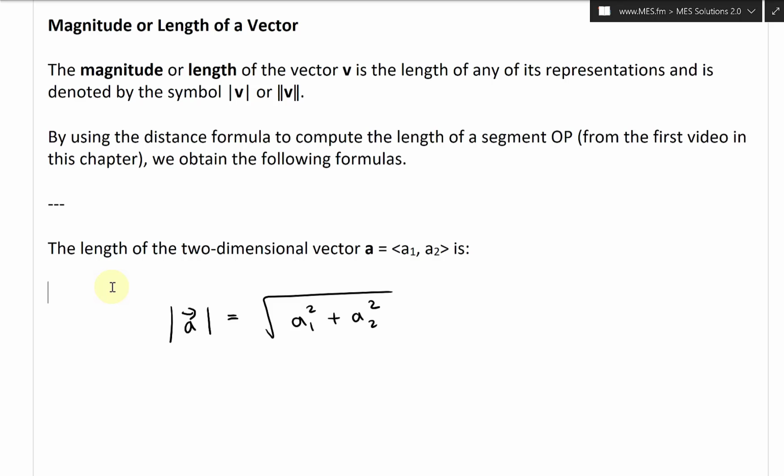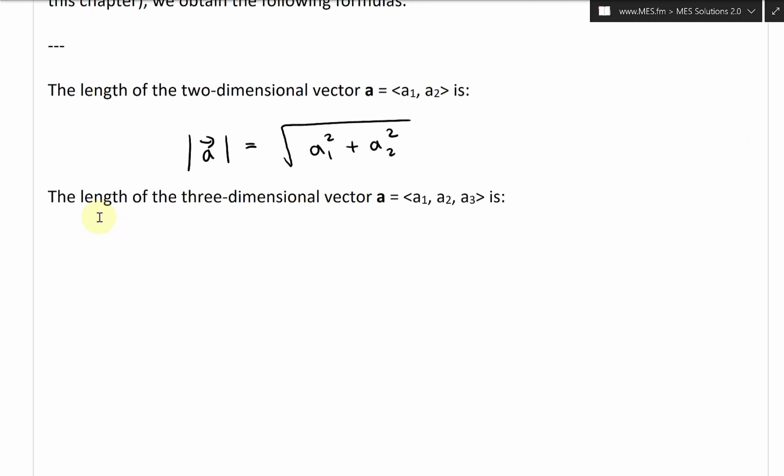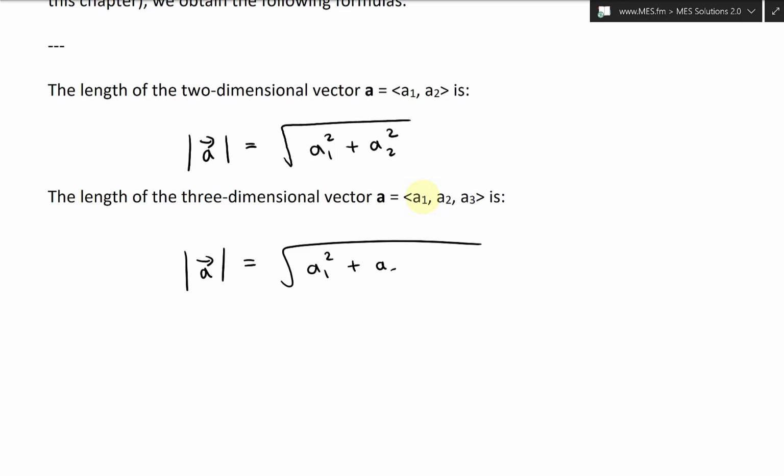That is in 2 dimensions, like that. And now in 3 dimensions, the length of the 3-dimensional vector A with components A1, A2, A3 is, again, the same thing, but you just expand this. So the absolute value of vector A, or the length, is going to equal the square root of A1 squared plus A2 squared plus A3 squared.